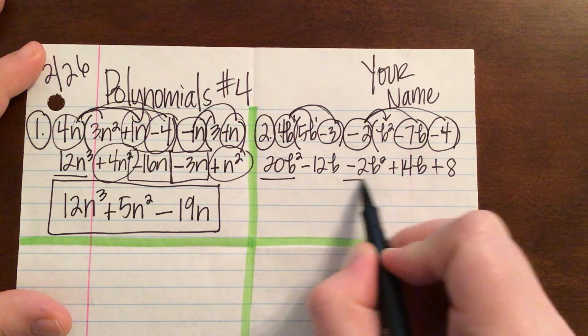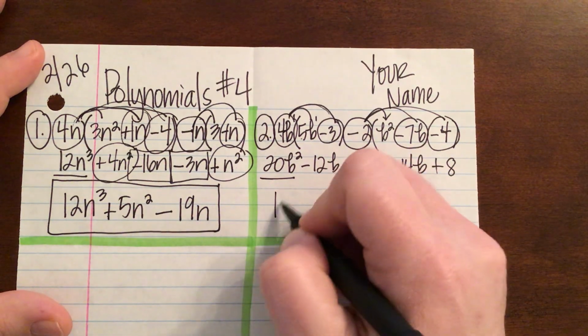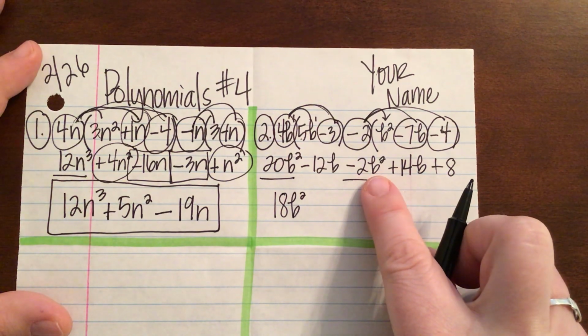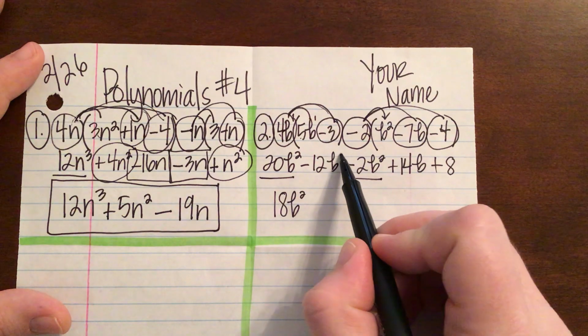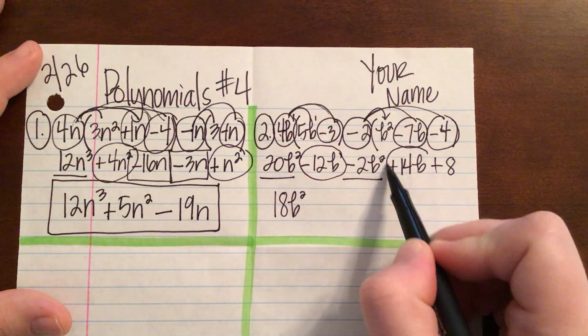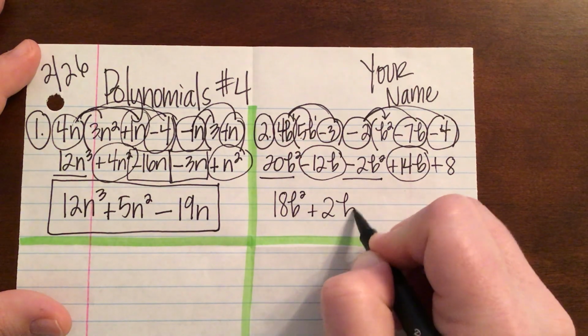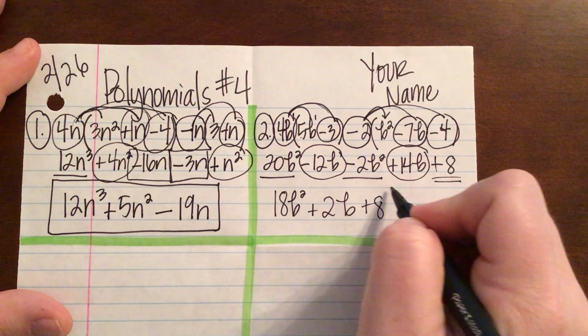Combine like terms. 20b squared minus 2b squared is 18b squared. I dropped the squared when I said it out loud. Then I have negative 12b plus 14b is positive 2b plus 8.